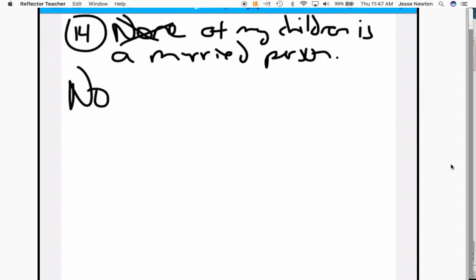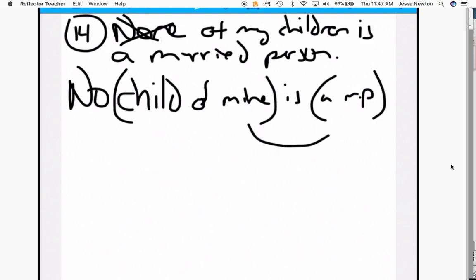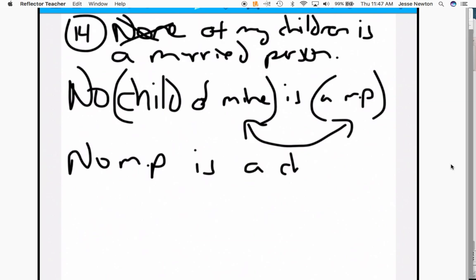So this is going to be really complicated, but something like the following. No child of mine is a, we could just say married person. I think that'll work. No child of mine, no sweet child of mine is a married person. No, sorry, being stupid. This is our subject, and a married person is our predicate. To find the converse, we simply switch them, and we'd say no married person is a child of mine.